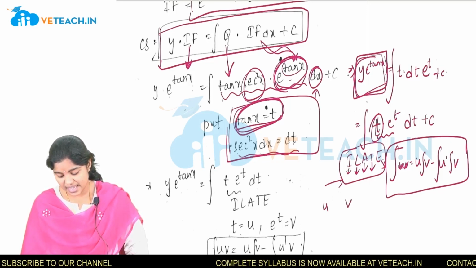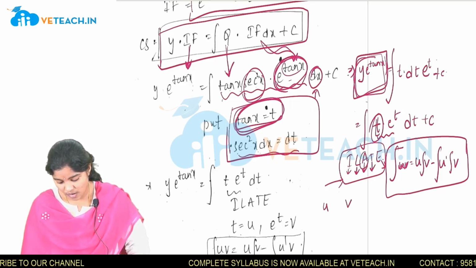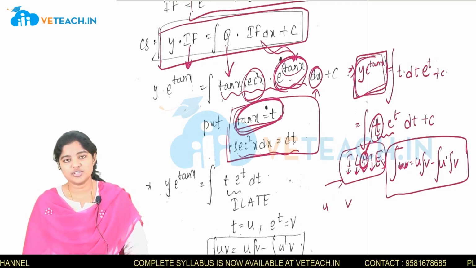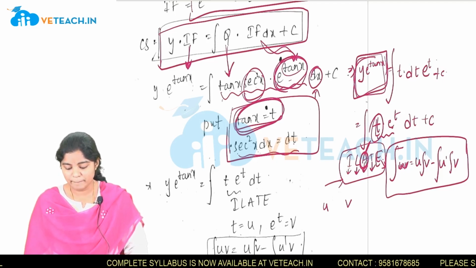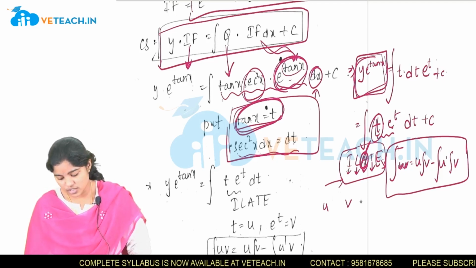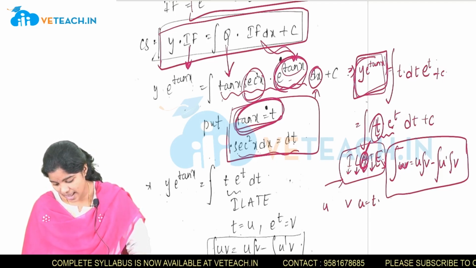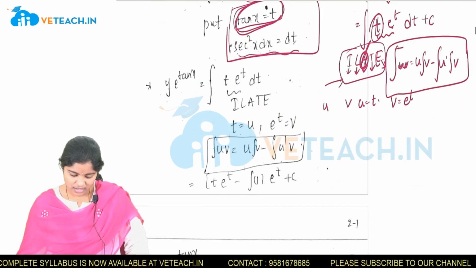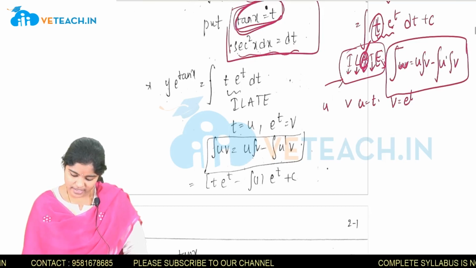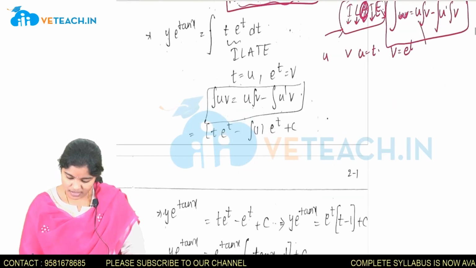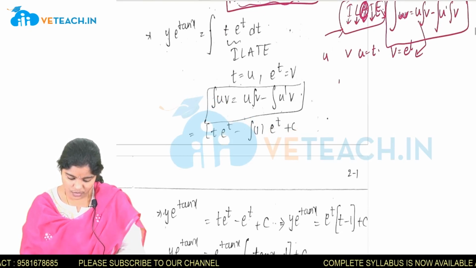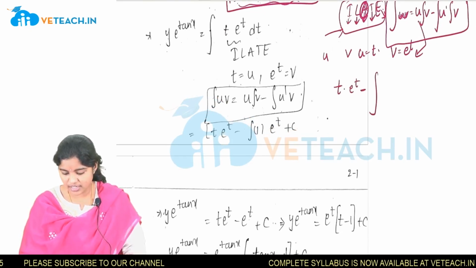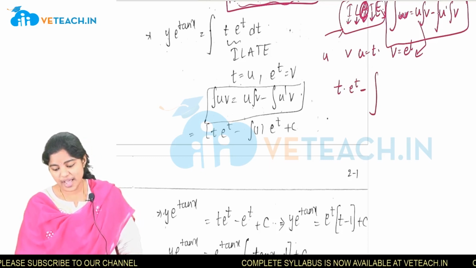So t is an algebraic function. The algebraic function t comes before exponential. Exponential will be the second term and algebraic will be the first term. So u is equal to t and v is equal to e power t. Now, by applying the formula, what will we get? u into, what is u? t into e power t minus integration of u dash, which means the differentiation.